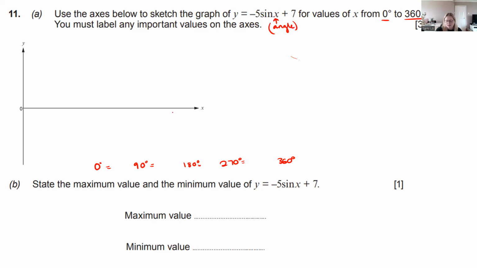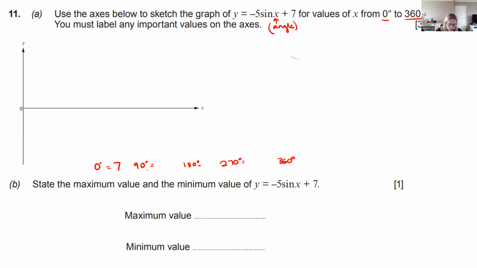So if we type the first one into our calculator, at 0, all I'm doing is putting -5 sine 0, close my brackets, and plus 7. That gives me an answer of 7. I'm not going to do anything on my graph yet because I don't know how high it's going to go, but I could work it out. I'm just going to follow the way that I would do it if I was in an exam.